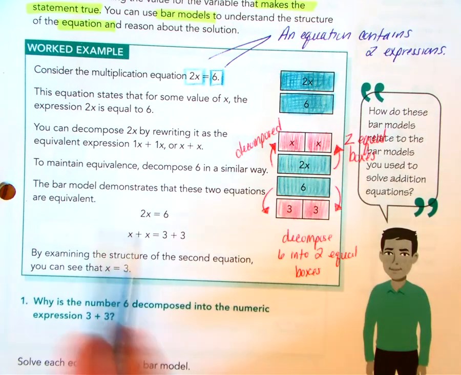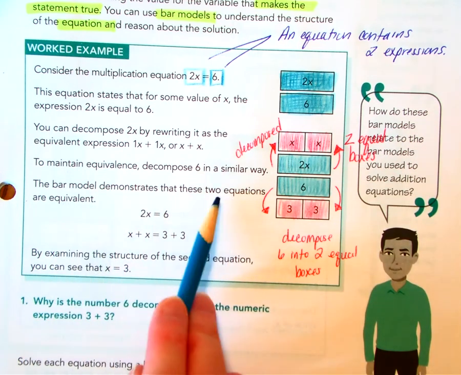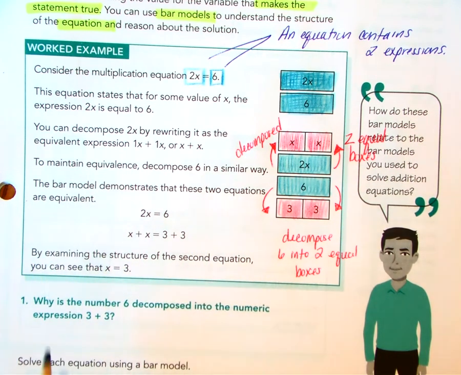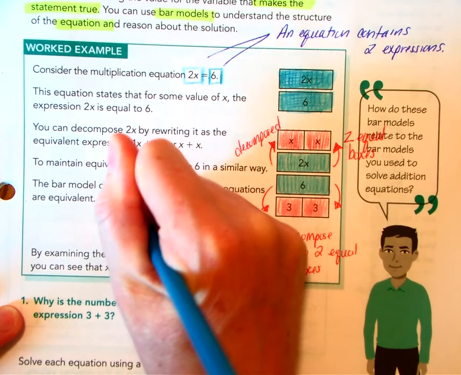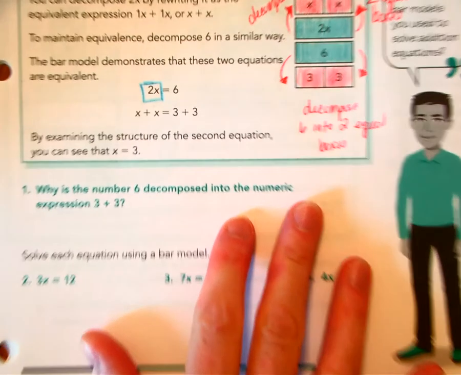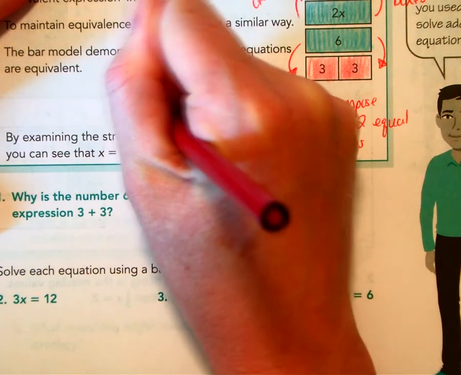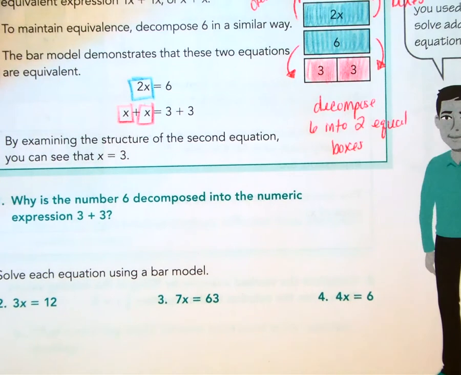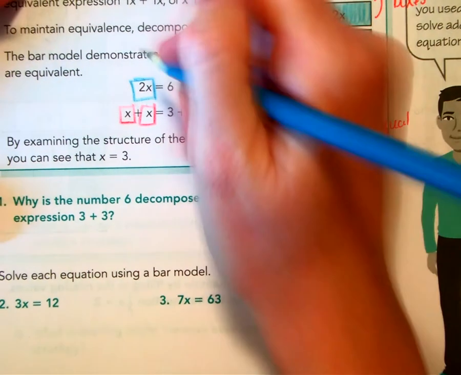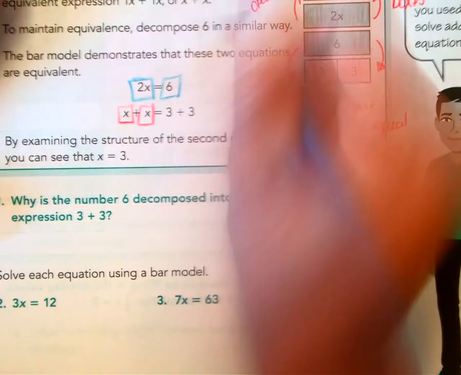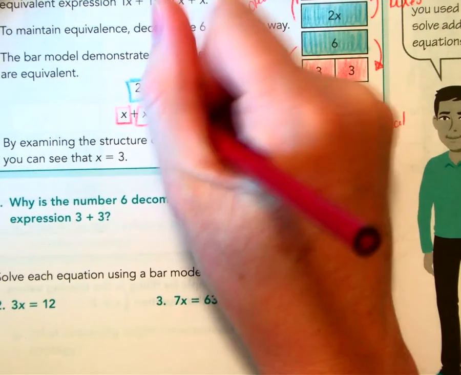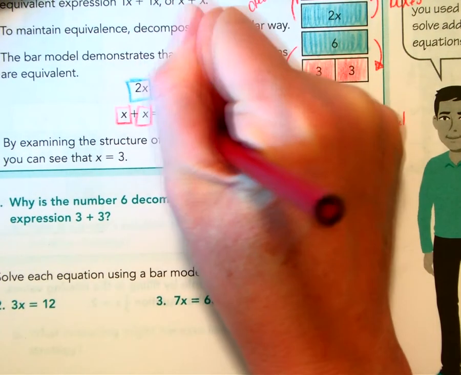So now they've taken the bar model and put it into 2 equations that are equivalent. 2x, this guy, just became x plus x. It broke up into 2 parts. And 6, this guy, also broke up into 2 equal parts.